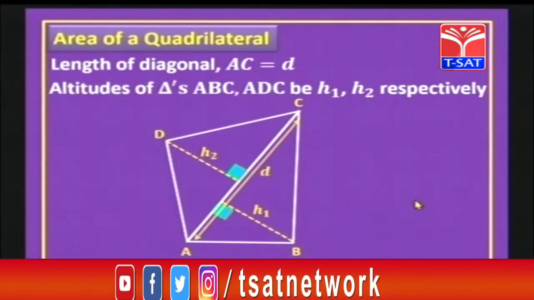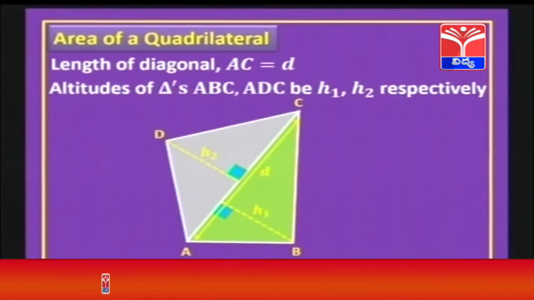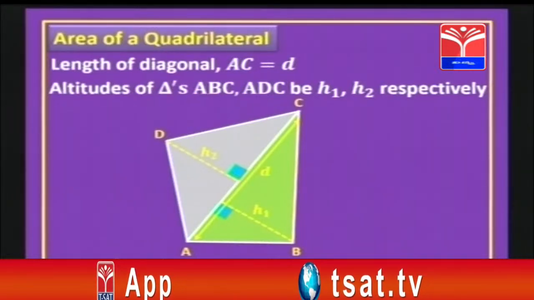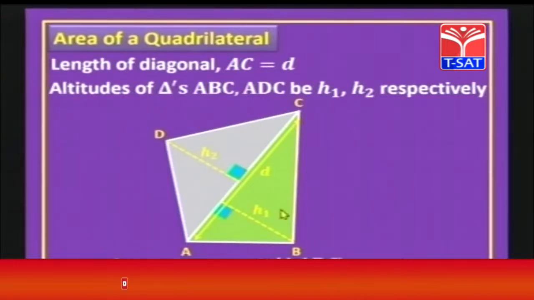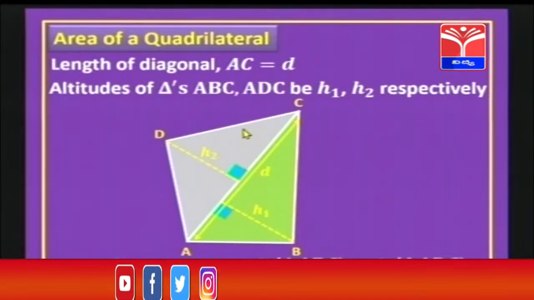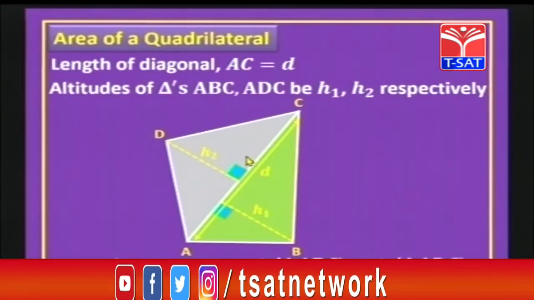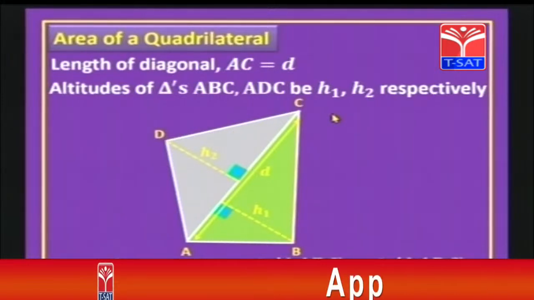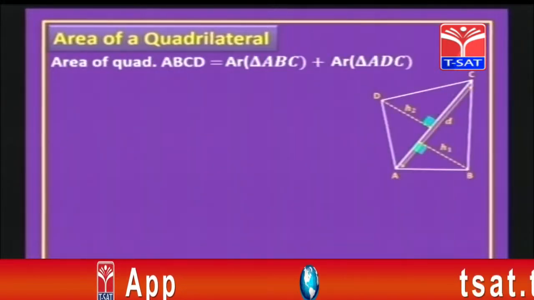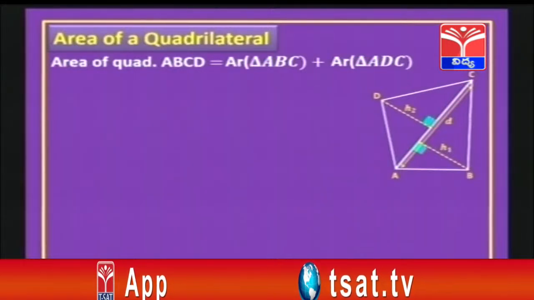Now let us find out the area of this quadrilateral ABCD. Okay children. So which is nothing but area of triangle ABC. So area of this triangle, that is, you can see the green part, plus the area of triangle ADC. So this part. Okay children. So sum of these two areas will give you the area of quadrilateral ABCD. Now let us substitute the values of this and find the formula to find area of quadrilateral ABCD.